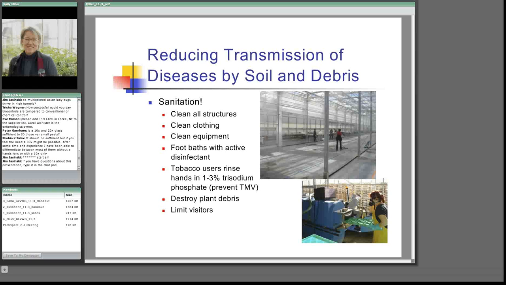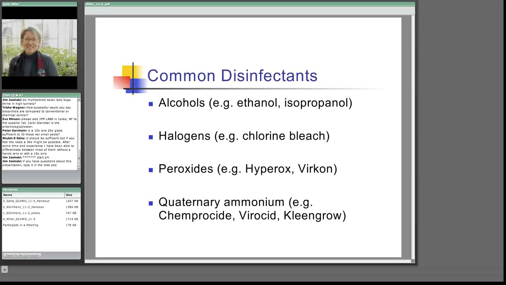I'll talk briefly about common disinfectants. There's a list of them here: various alcohols, halogens like chlorine bleach, peroxides, and quaternary ammonium compounds. Now, alcohols are very good for virus and bacteria, even fungi; they work quite well. Bleach is good. There are potential problems, as I mentioned, with using bleach, even a dilute bleach solution, in organic systems. Also, bleach is corrosive to metal. We've looked at Vercon at the 1-2% level, and we found it very excellent for bacterial disease.